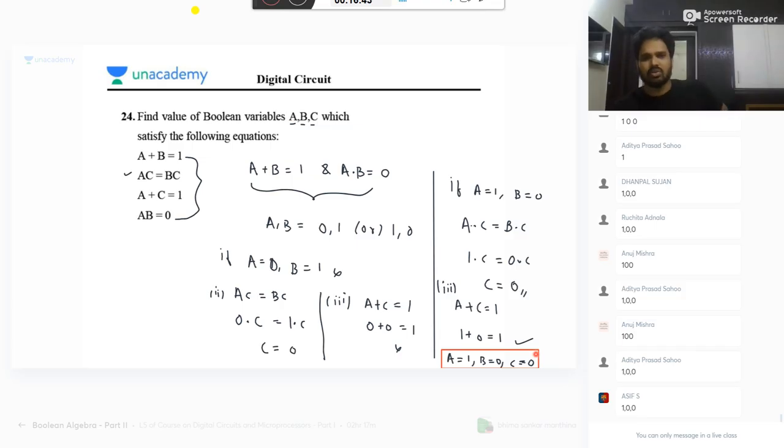Okay, it's a simple question. It was given in one of the ES papers earlier, I think conventional. So is it okay? Shall we proceed further?